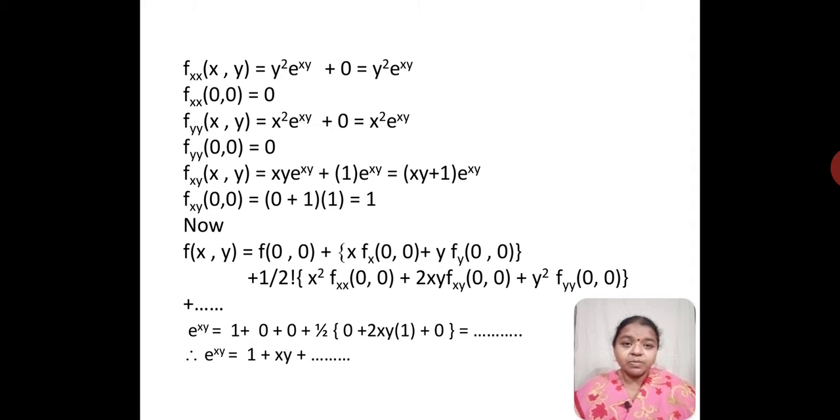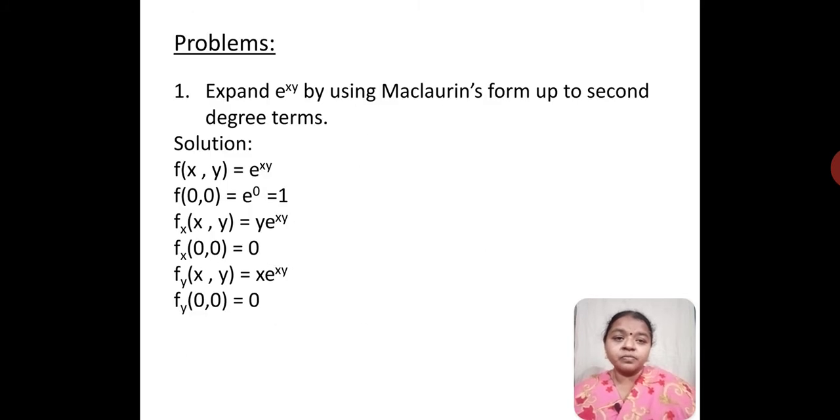Now the next step is fxy(x,y). This is nothing but the partial differentiation with respect to y of fx. Now let me see what the fy value is here. You know the fy value is x e^(xy). I am going to differentiate this partially with respect to x. So it becomes the product rule.